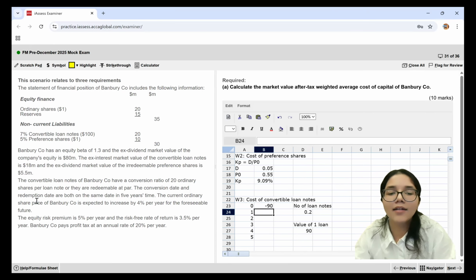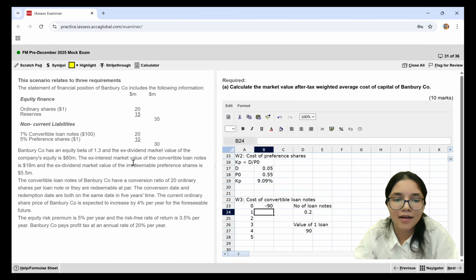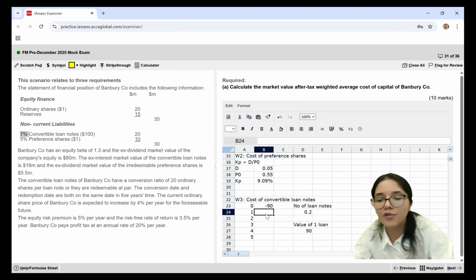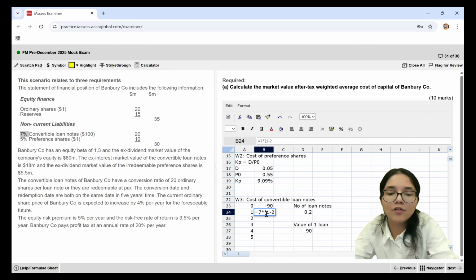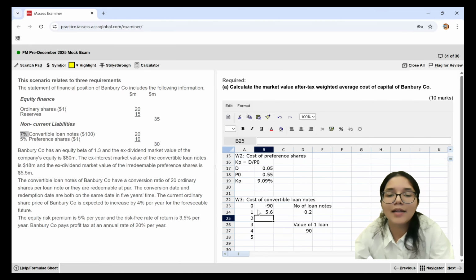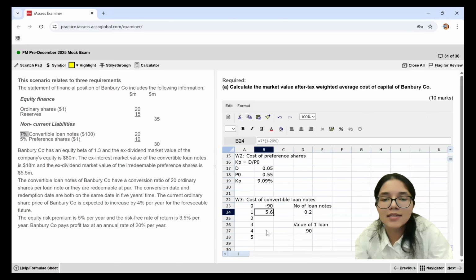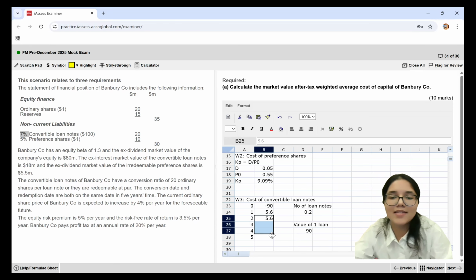Now, every year you are going to take the post-tax cash flows to find out the IRR. So every year they are paying an interest of 7% on these convertible loan notes. If you talk about how much it will be post-tax, you can simply multiply it by 1 minus the tax rate of 20% per year. That means $5.6. This is the amount of interest which the investors are going to receive for each of the years.